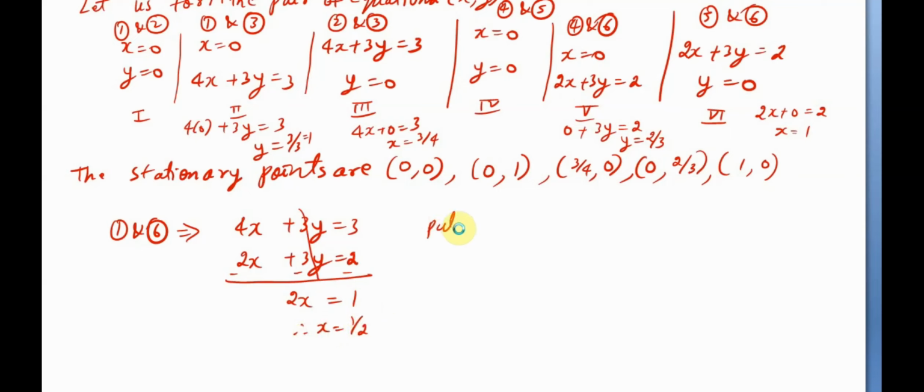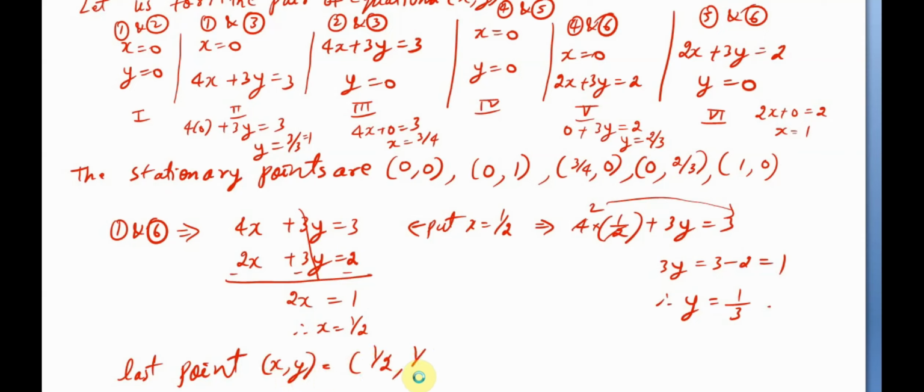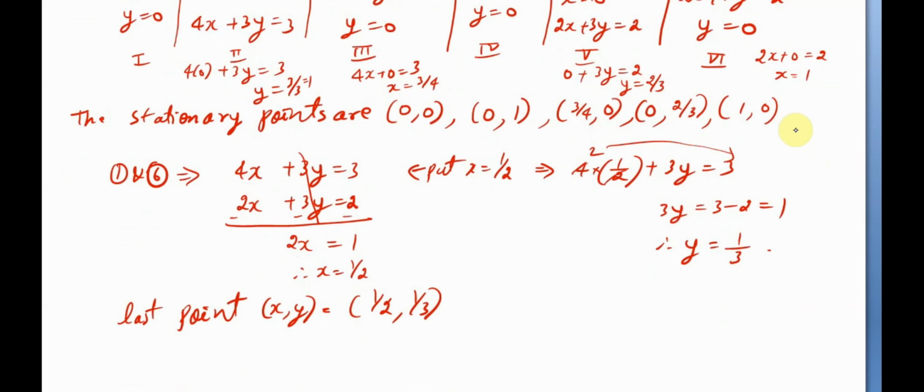Now I will put x is equal to 1 upon 2 in this equation. So x is 1 upon 2. Therefore what I get is 2 into 1 upon 2. I just want to find the value of y. So this 2 I will bring on this side, so it will become 3y is equal to 3 minus 2, which is equal to 1. Therefore I get y is equal to 1 divided by 3. So the last stationary point, I will get x and y as 1 by 2 and 1 by 3. So like this we get one more point, that is 1 by 2 and 1 by 3.